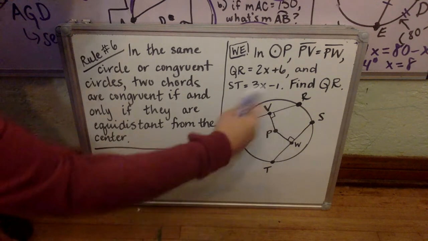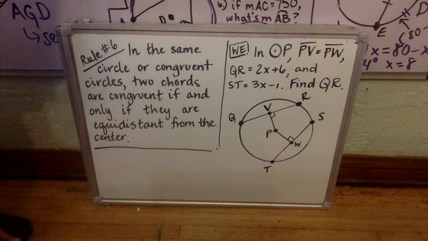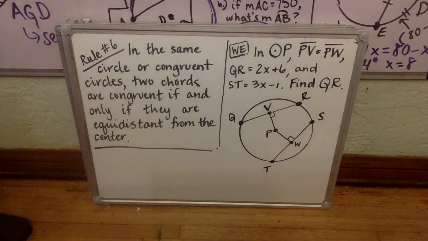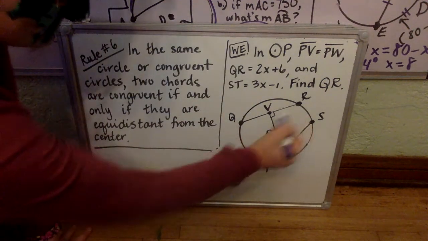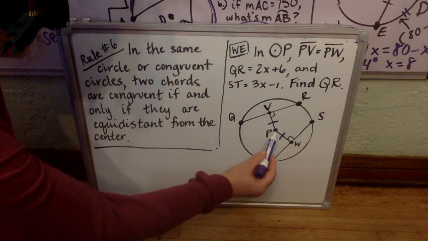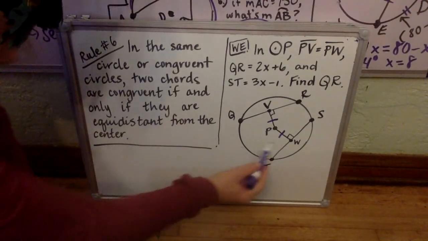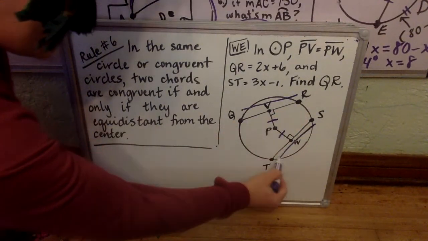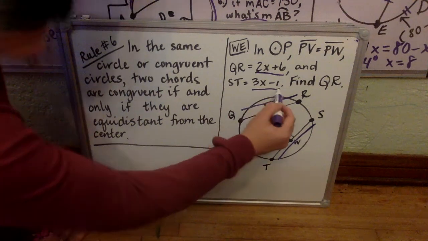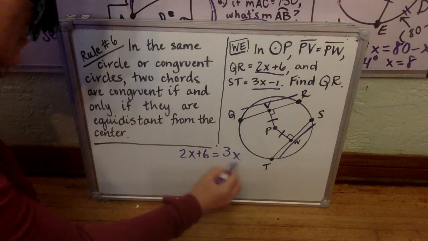Take a look. You have circle P, okay? You are told that PV and PW are the same, and then that QR is 2x plus 6, and ST is 3x minus 1. So we want to find what QR is, okay? All right, so again, what this is telling us is that two chords, QR and ST, have got to be the same if they're the same distance away from the center. And in fact, we were told that they are the same distance away from the center. Okay? And so what that means is that QR and ST have got to be the same. So these we can set equal to each other. Okay? So we have the 2x plus 6. That should be equal to the 3x minus 1.